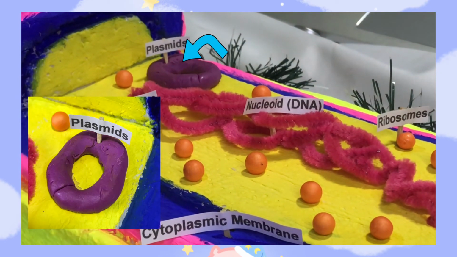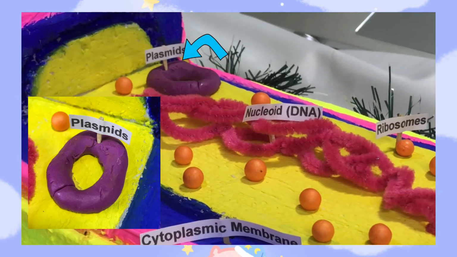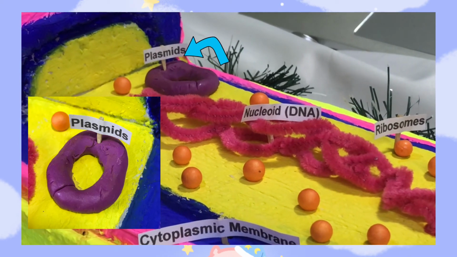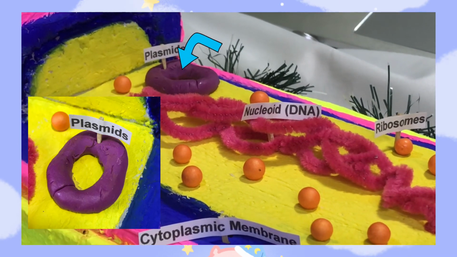It is a small double-stranded DNA. These are circular in shape and important for bacterial evolution. It replicates independently of the chromosomes.